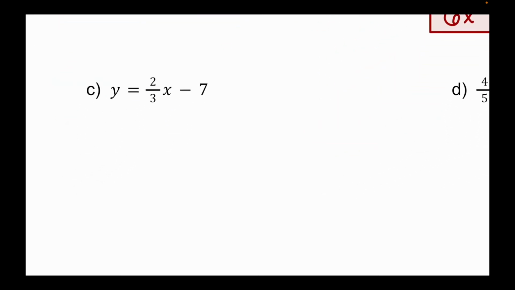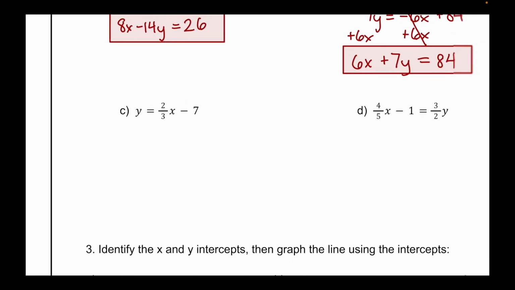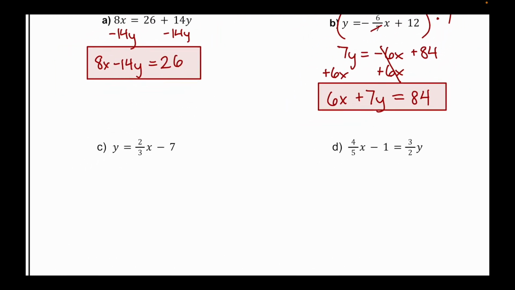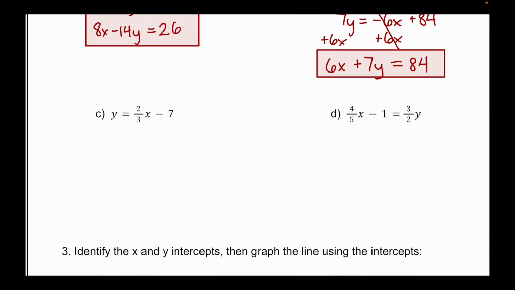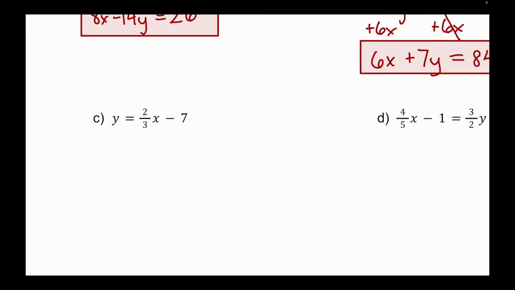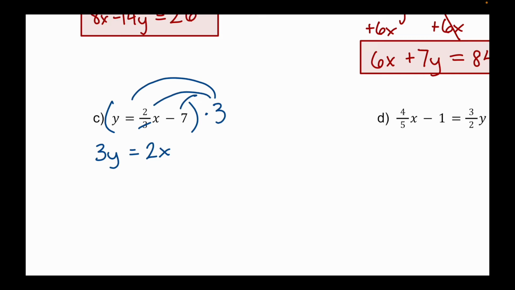Okay, so for number C, this one is going to be pretty similar. We're going to multiply by whatever is in the denominator here, and then move our terms over. So I'll do this one in blue, I guess, just to mix things up. So our denominator is 3. We're going to multiply everything here by 3. So we'll have 3y. The 3 is going to cancel, and we'll have left 2x. And then here we'll have -21.